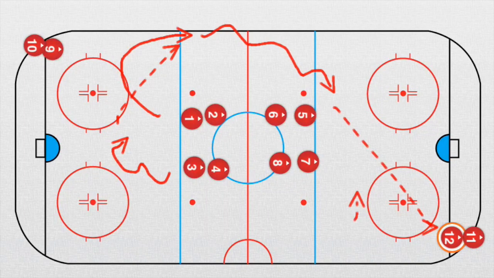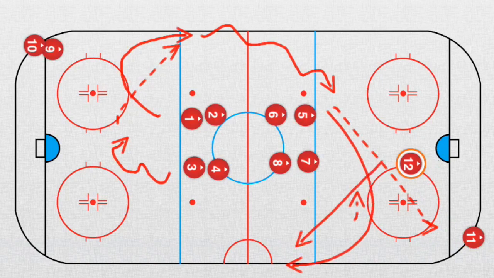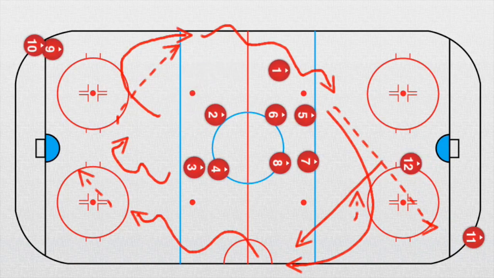He plays a pass over here. This player goes this way, and this player continues in this move. Now pass. What we want to see right now: this player has got a puck and he takes a shot. He takes a shot on the goal.